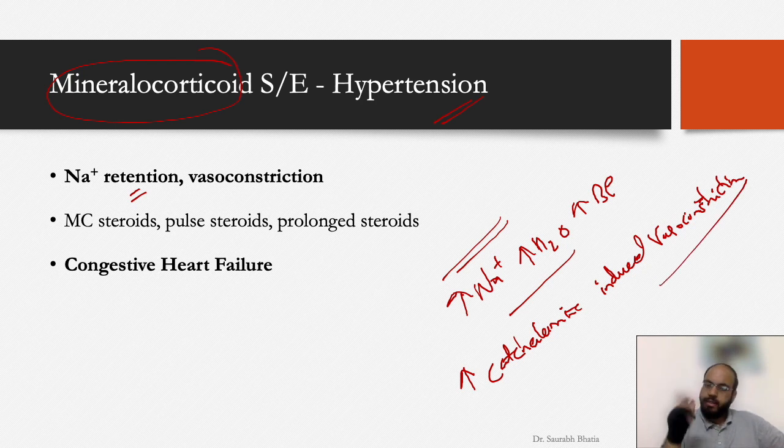That means vessels are going to constrict because of catecholamines, and in the presence of steroids or high dose steroid, the responsiveness of vessels is increased and will lead to further vasoconstriction. This is one of the major mechanisms to cause hypertension. So hypertension is caused by two mechanisms: increased sodium retention leading to increased water, leading to increasing blood pressure, and also vasoconstriction.